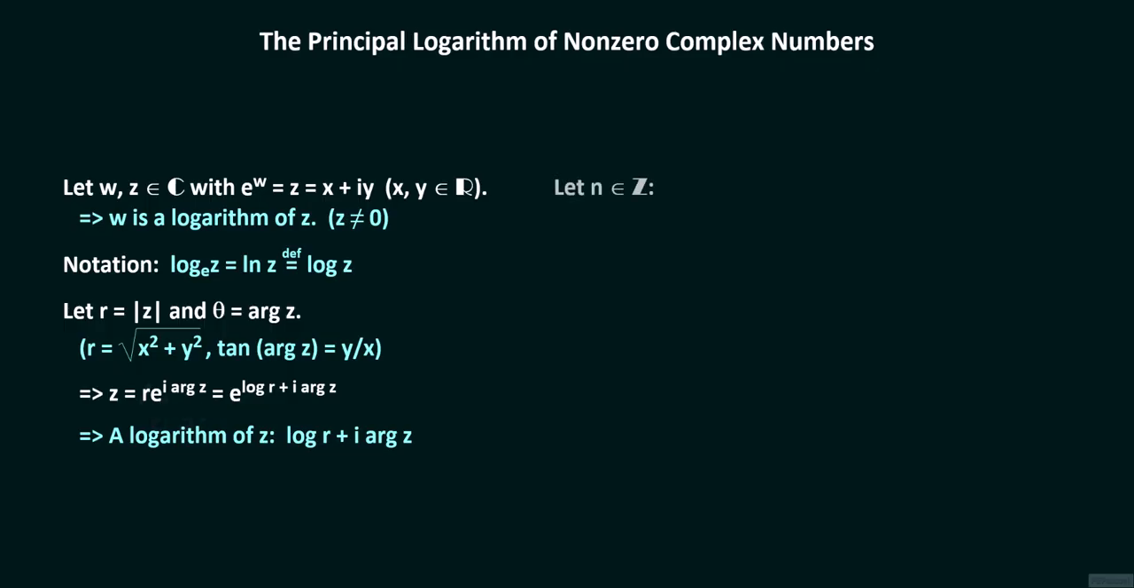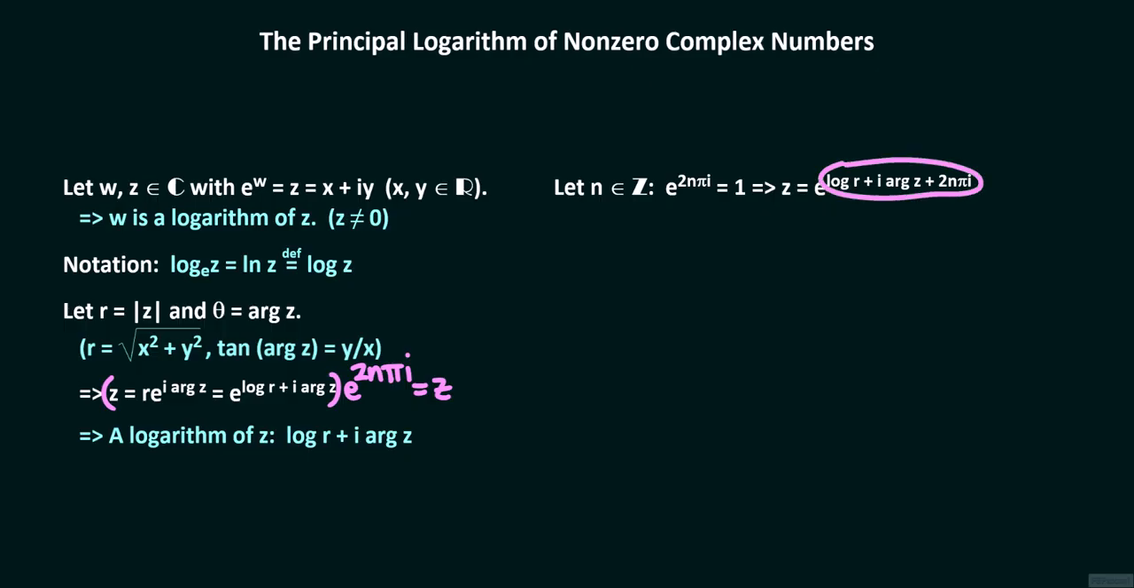Now, if n is any integer, e raised to the power 2n pi times i equals 1, so that multiplying z by e raised to the power 2n pi times i, we still get z. So z equals e with exponent log r plus i times any argument of z plus 2n pi times i, and log r plus i times any argument of z plus 2n pi times i is also a logarithm of z, so that z has infinitely many logarithms.